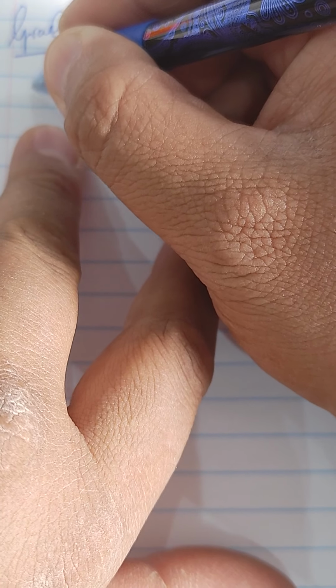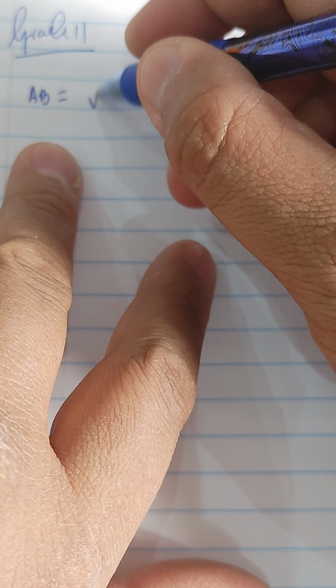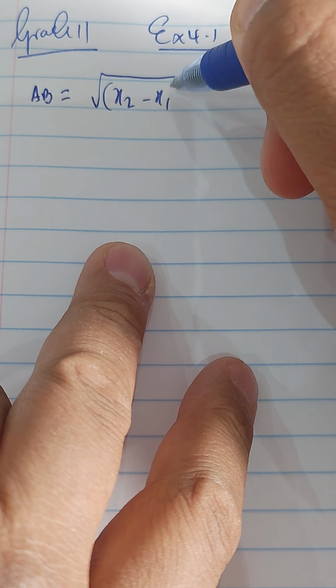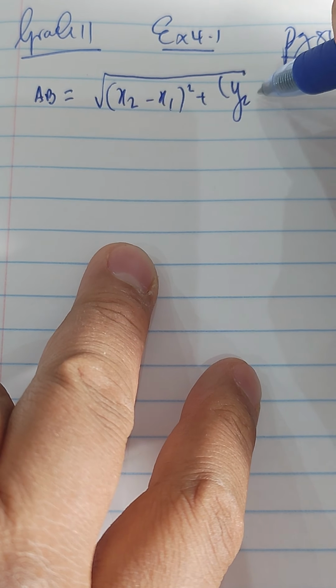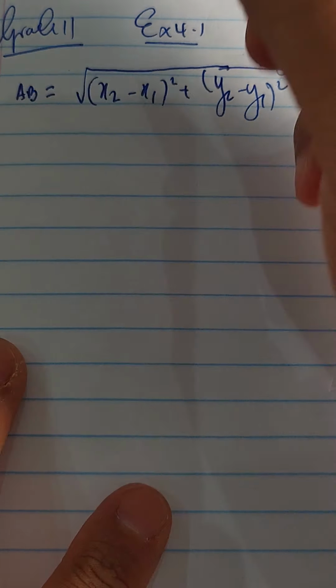So at this point you should have been exposed to the distance formula. The distance formula is going to be the square root of x2 minus x1 squared plus y2 minus y1 squared. This is the distance formula. Okay? Write it as often as possible so that you will remember it or memorize it in the process.